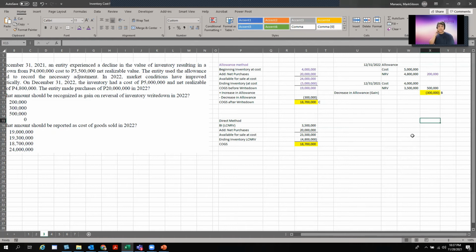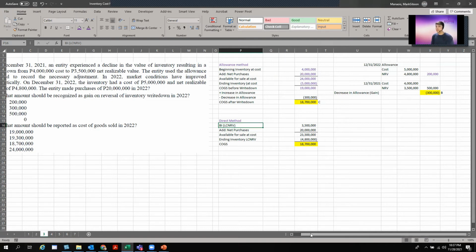Ngayon, pag-usapan ngayon natin class, no? Paano kung direct method? Kasi class, pag direct method, ang sabi natin, all of these differences are buried in your cost of goods sold, no? So we don't really have to itemize it, no? So paano 'yon? Beginning inventory, i-record na agad natin. Record na natin agad using the lower of cost or net realizable value.